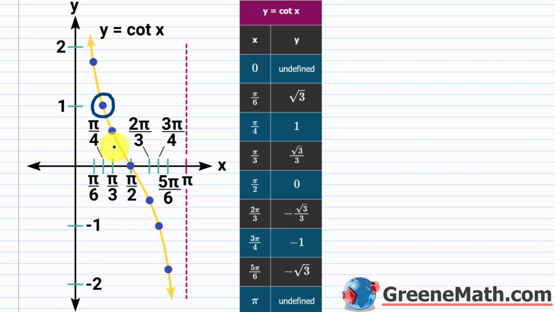So it's going to be this guy right there. Then you have your pi over 2, comma 0. So this is your halfway point. So you need to memorize that one.